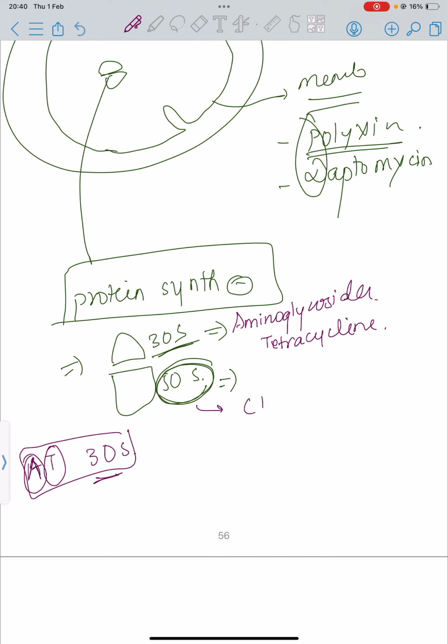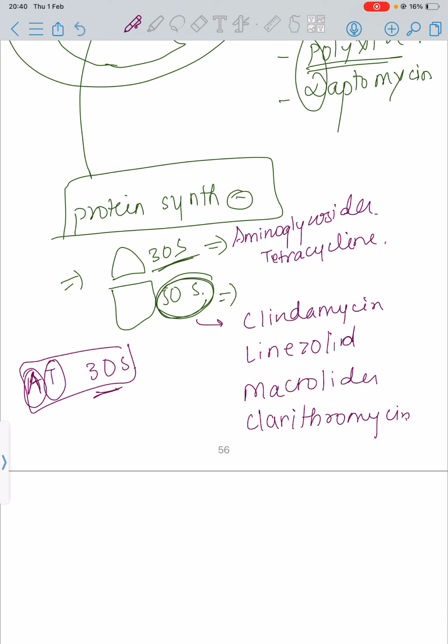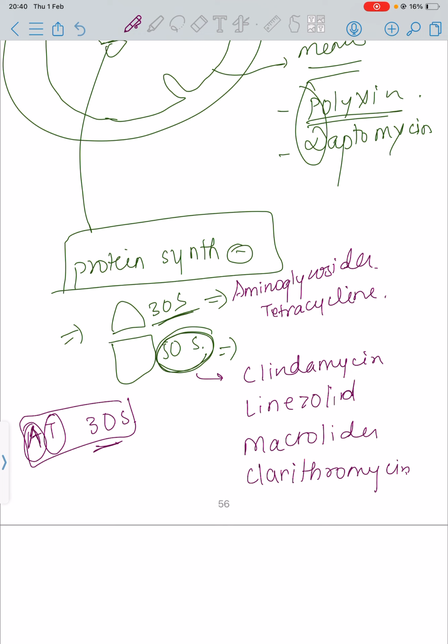The rest includes clindamycin, linezolid, macrolides, clarithromycin. Clear? So protein synthesis inhibitors are done. They basically prevent the synthesis of protein by acting on either the 30S subunit or the 50S. 30S we remember by the mnemonic At 30. A for aminoglycoside and T for tetracycline.